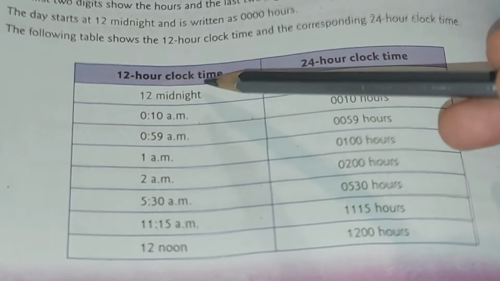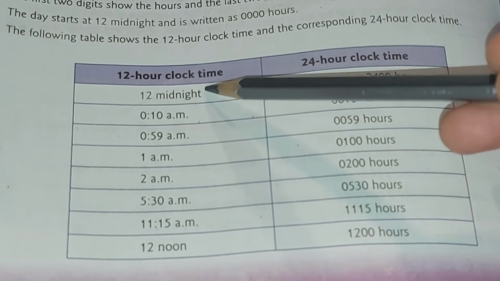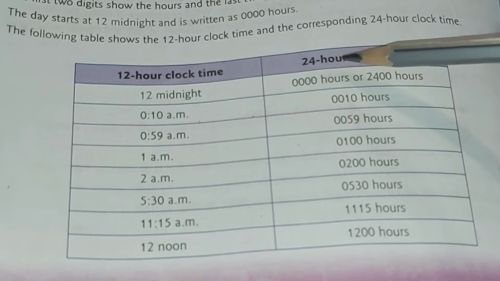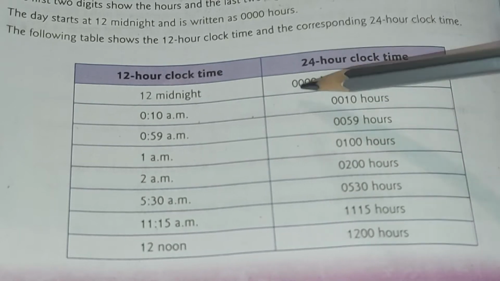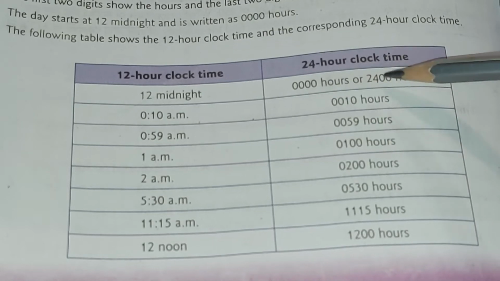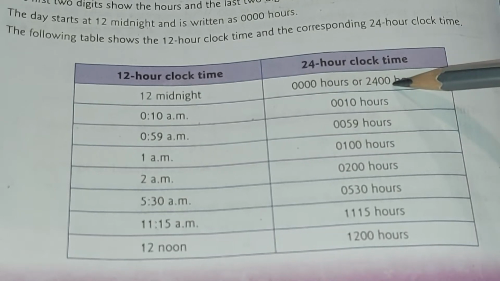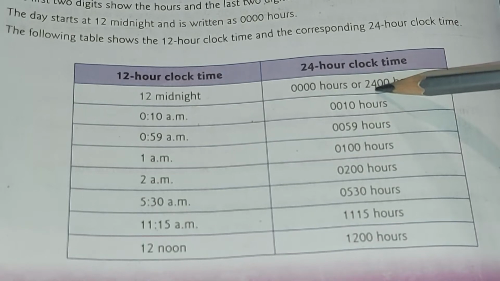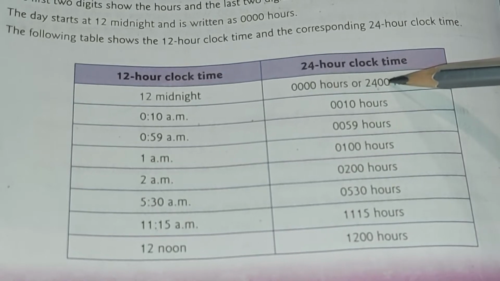12 midnight, and we said earlier that the day begins at 12 midnight, so how do we write this in the 24-hour clock? 0000, this is correct, or we can write 2400. Now in this, 24 shows the hours, whereas 00 shows the minutes.